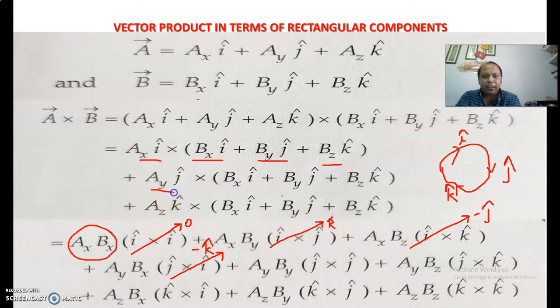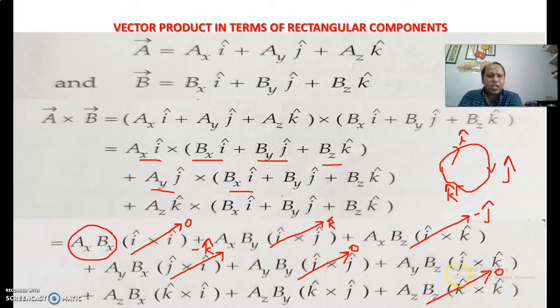Now we are doing it for ay. The first term is bx, then j cap cross I cap. Then the second term is ay by, j cap cross j cap. Now this term will be 0. Accordingly we can write all the values, and the last term here is k cap cross k cap. This will be 0. So 3 terms are 0 here: I cap cross I cap, j cap cross j cap, and k cap cross k cap.